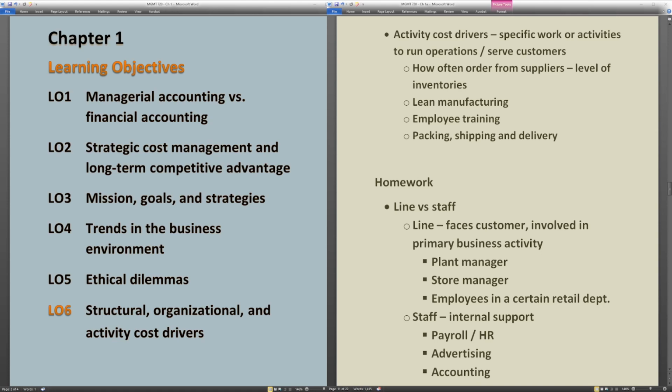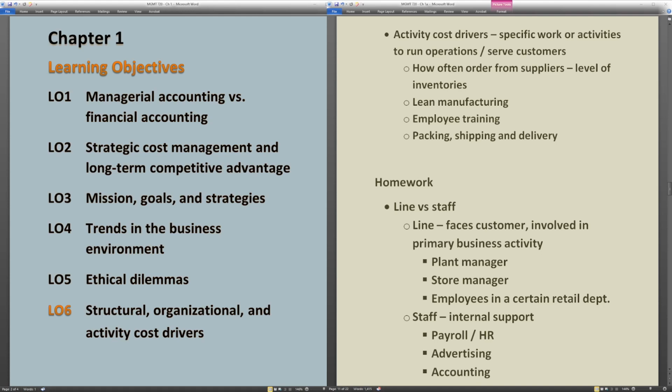that faces the customer or deals with facing the customer, or alternatively is involved in the primary business activity to service customers. So a plant manager, well, they're not directly facing the customer, but they're making the product that you sell to the customer. So that is a primary business activity. A store manager is selling to customers. If they're asking about, in the particular question, the home furnishings department, well, those are employees in a retail department that faces the customer.